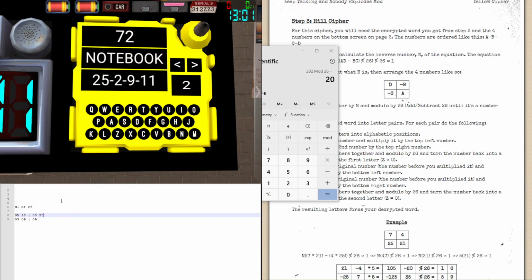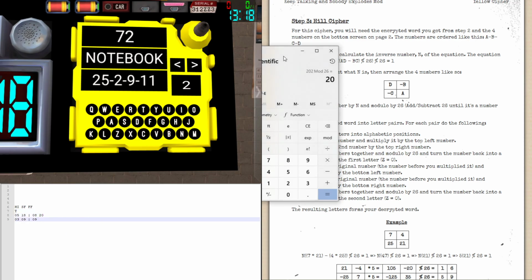And when we do this, we're going to take the 20 and turn it back into its equivalent letter, treating the 20 as its alphanumeric position. So the 20th position in the alphabet would be T, and that would be our first decrypted letter.